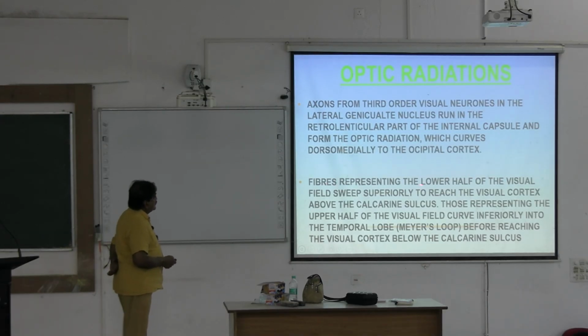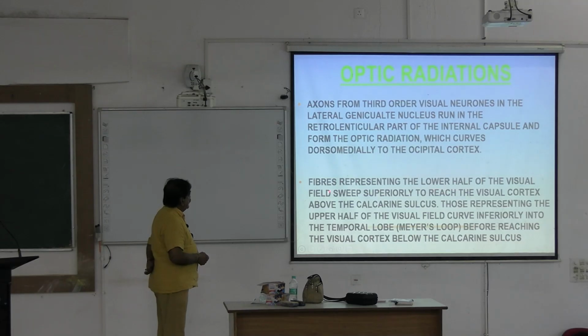Fibers representing the lower half of the visual field sweep superior to reach the visual cortex above the calcarine sulcus. Those representing the upper half of the visual field curve inferiorly into the temporal lobe, Meyer's loop, before reaching the visual cortex below the calcarine sulcus.